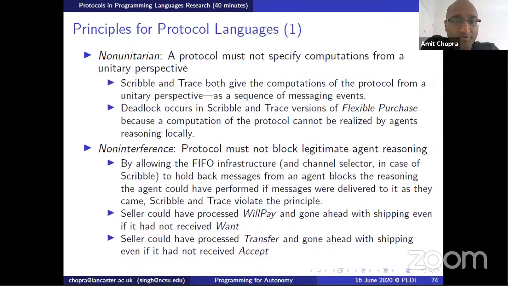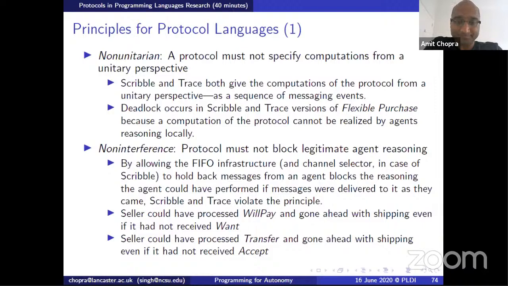It's easier to explain for Trace. They treat the expression as a regular expression, and so strings that satisfy that expression are the enactments, the computations of the protocol. And then they take projections for the parties. And then the protocol is good if the parties' projections together can compute exactly the things in the protocol, they can reproduce the protocol computations.